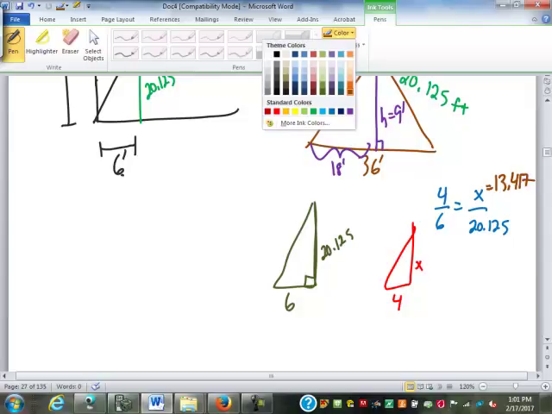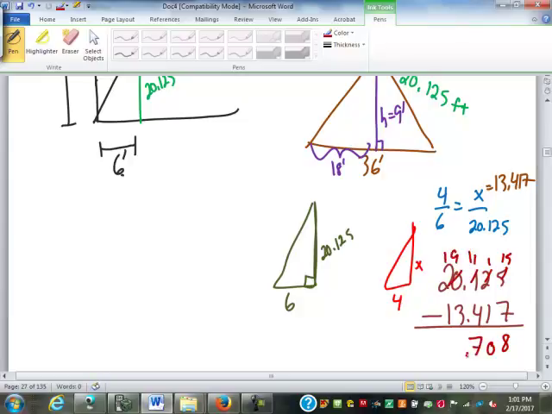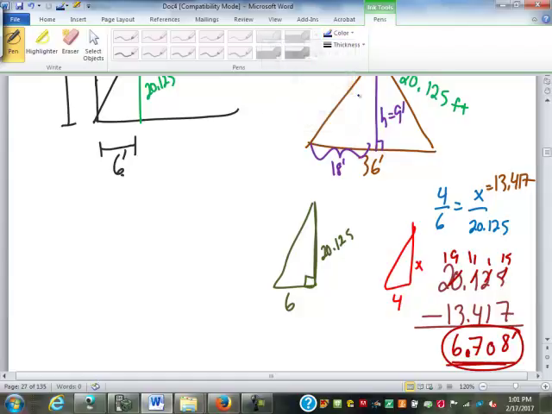So the decrease on the main roof side is 20.125 minus 13.417. .708 feet is the decrease. Anybody get that? I could have. I didn't subtract those. I went on to find that. So that is our decrease.